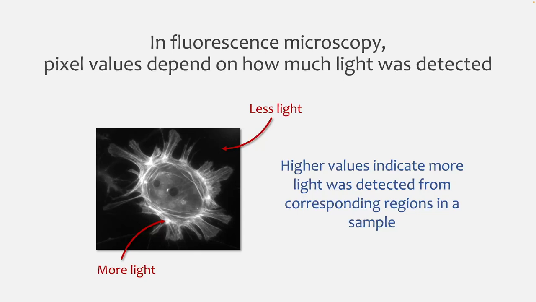So in fluorescence microscopy, the pixel values that we get depend upon how much light was detected. So for example, in this image of the cell, we've got an area where we've got high pixel values represented with lighter colors, closer to white. That indicates that more light was emitted from that part of the sample. Whereas there in the background, outside of the cell, we've got less light. And so we've got darker pixel values, lower pixel values in the end, shown with darker colors.